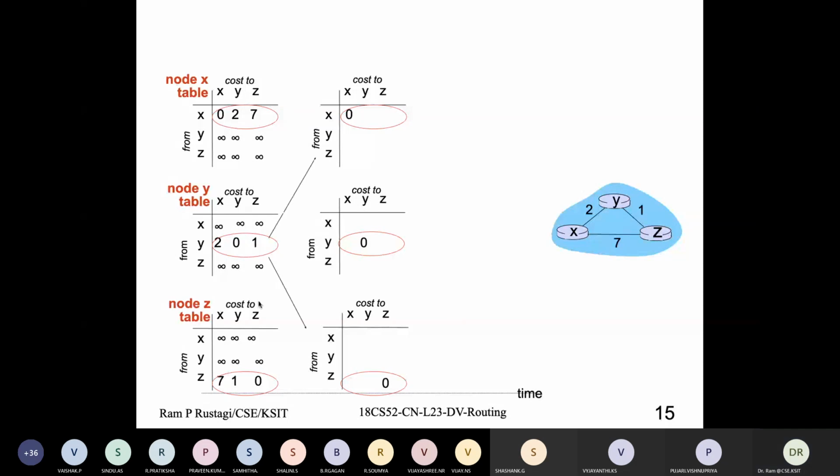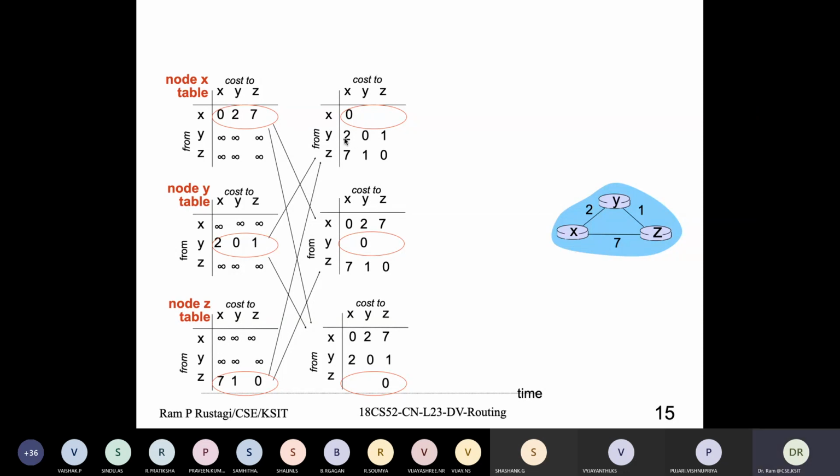Now look at what happens when Y communicates this information to node X. So the node updates the distance vector received from Y. Previously it was infinity. Now this distance vector becomes 201. And similarly at node Z, the distance vector of Y becomes 201. Similarly, when Z communicates, the distance vector is 710. When this information comes to X, X will update the distance vector of Z from infinity to 710. And similarly, Y would update this to 710. And in the same way, when X communicates, node Y and node Z will update the distance vector of X, which is 027 and 027.